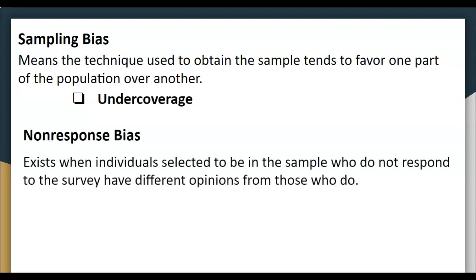The second one is non-response bias. Non-response bias exists when individuals selected to be in the sample who do not respond to the survey have different opinions from those who do.